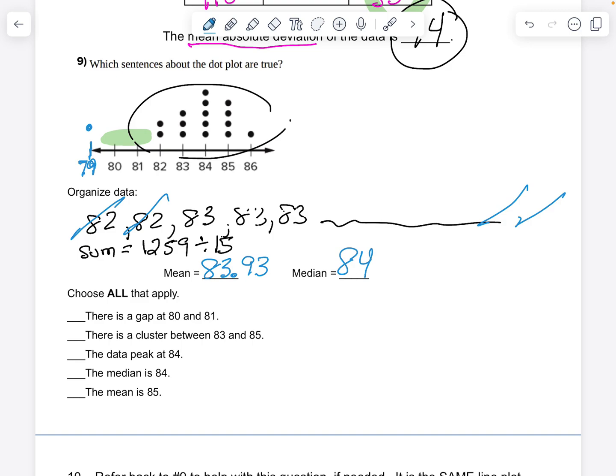The next one says there's a cluster between 83 and 85. I'm going to say yes to that because a cluster, they are all kind of together in that area. There is a peak at 84. That's true. The peak is the same as the mode. The most amount of dots are at 84. The median is at 84. That's true. That's what we found for our answer. And last but not least, the mean is 85. That's not true. We got an 83.93.